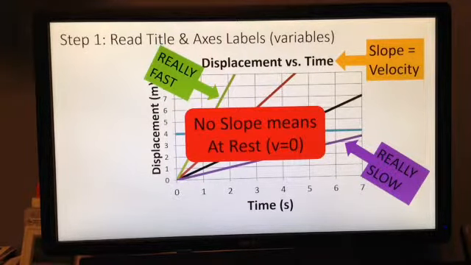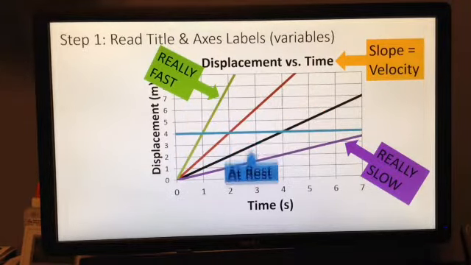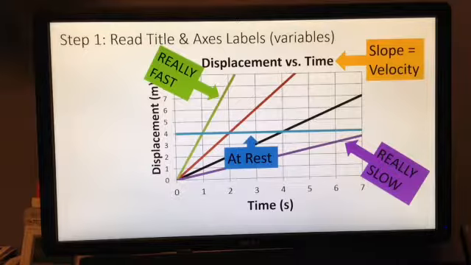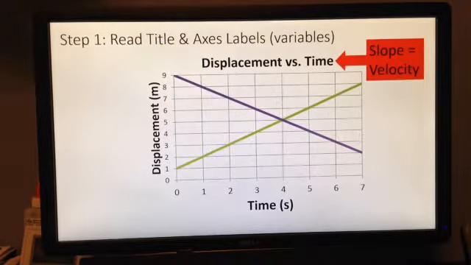If there is no slope, that means the object is at rest, which means the velocity is equal to 0. The slope is 0, velocity is 0 because slope is the velocity. And that means at rest, right there in blue. Not moving, at rest, staying still, however you want to describe it. Okay?